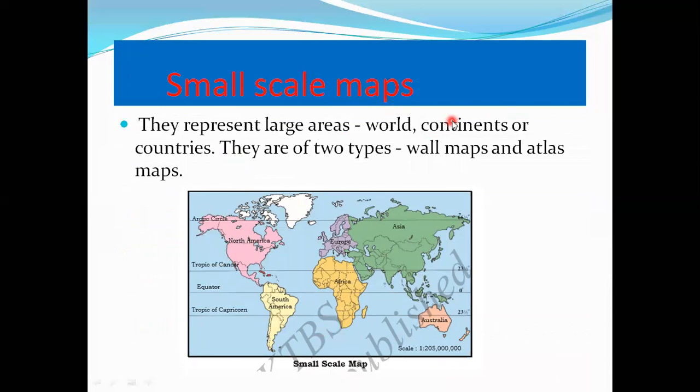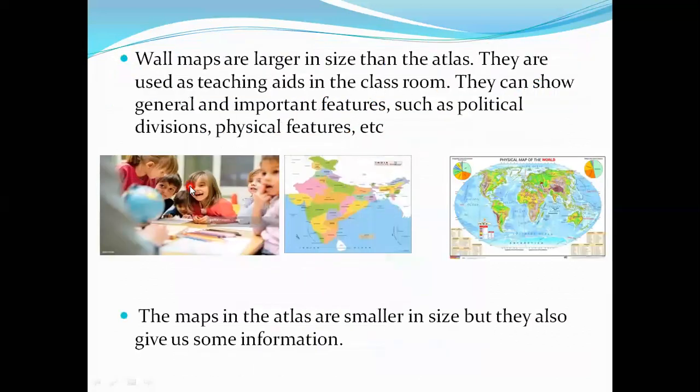Next, we have to move on to the small scale map. Large scale map and small scale map. Small scale maps represent large areas like the world, continents and countries. They also have two types. One is a wall map and another one is an atlas.